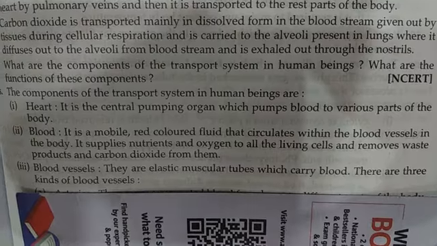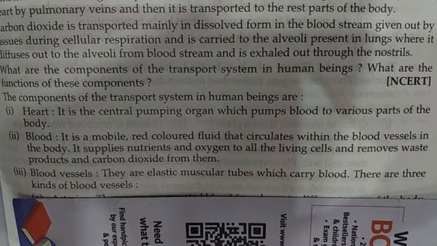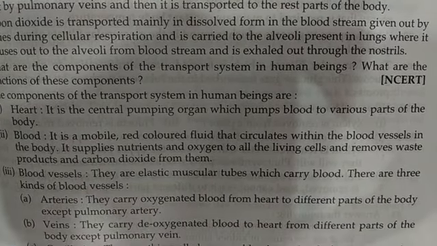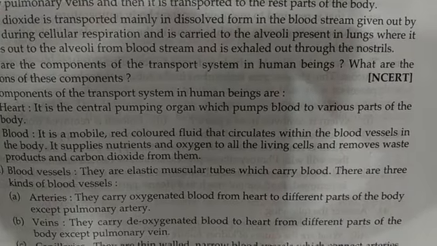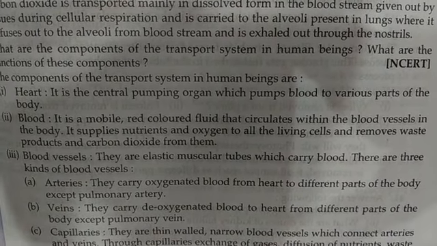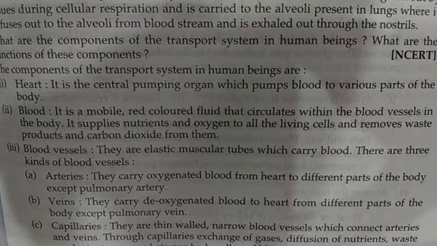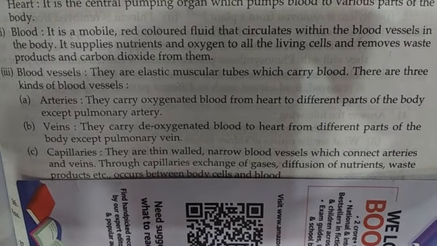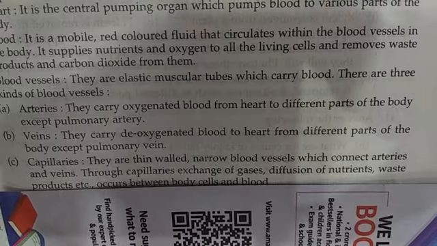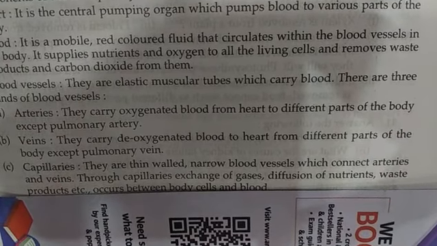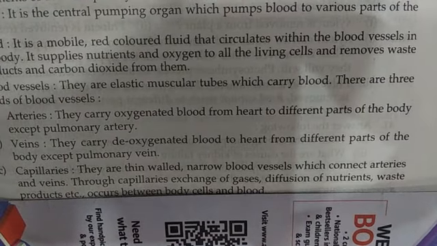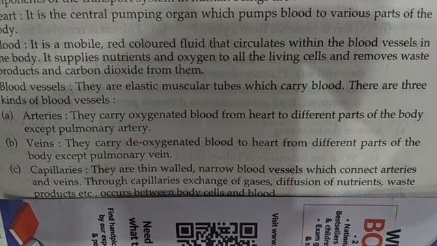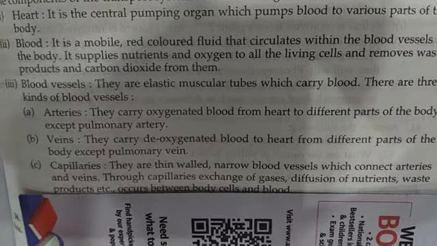Blood vessels are elastic muscular tubes which carry blood, and there are 3 kinds of blood vessels, that is artery, veins and capillaries. Arteries carry oxygenated blood from the heart to different parts of the body except the pulmonary artery, and veins carry deoxygenated blood to the heart from different parts of the body except the pulmonary vein. So you must remember that the pulmonary artery is the only one which does not carry oxygenated blood. It carries deoxygenated blood, and the pulmonary vein is the only one which carries oxygenated blood.